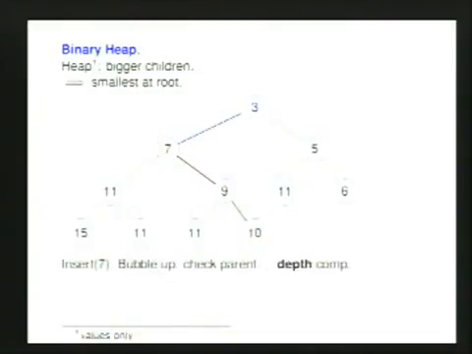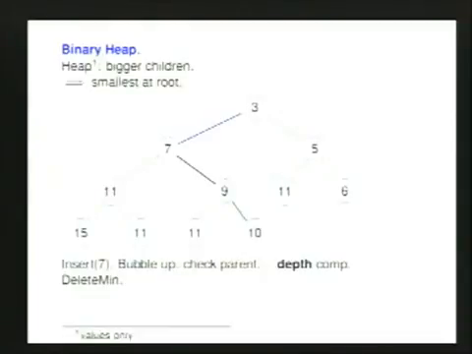Now, I'm going to do the constant factor here. I'm going to say the number of comparisons is at most the depth. That's a real upper bound, no asymptotics here. The depth of this tree is an upper bound on the number of comparisons. It's not O of the depth, it is the depth. Now for delete min, what do you do for delete min?